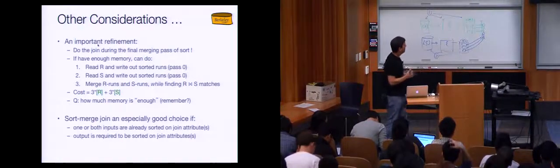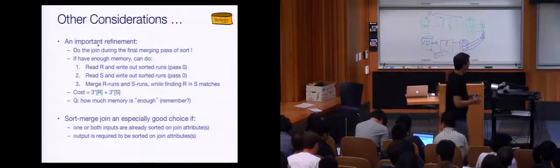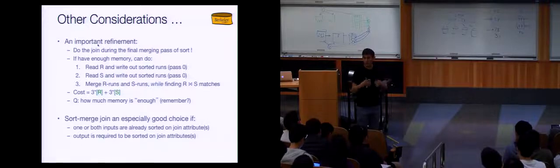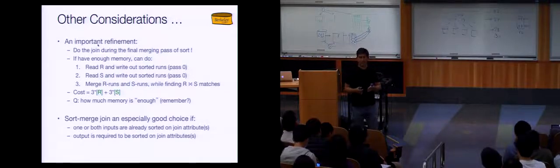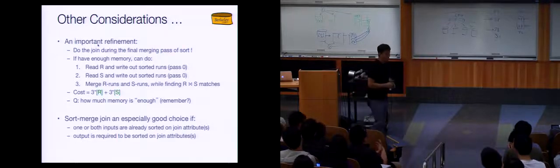All right. Sort merge join is an especially good choice if, hey, what if one of the tables happens to already be sorted and we know that? Then we just pay for the sort. We just do the merge. Merge join is really cheap, right? So that's good. Or if somebody wants you to sort the output anyway.